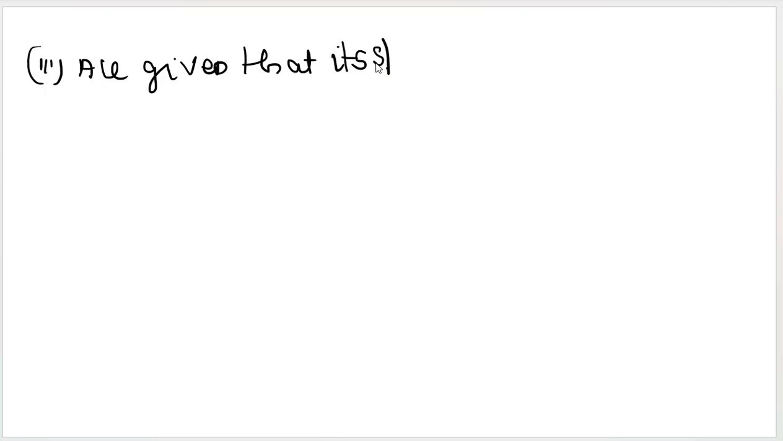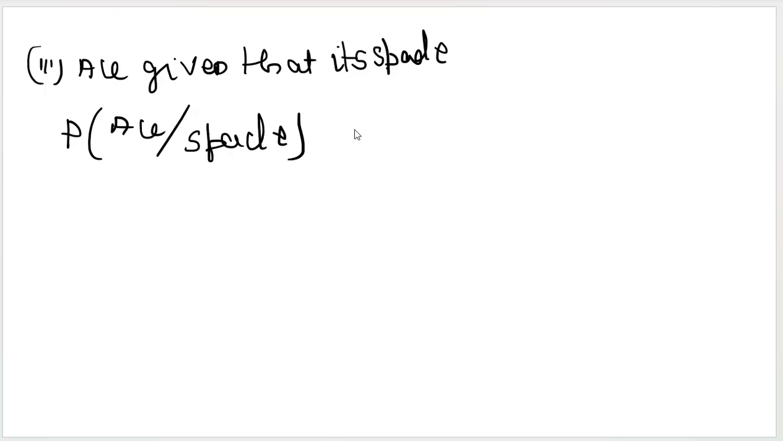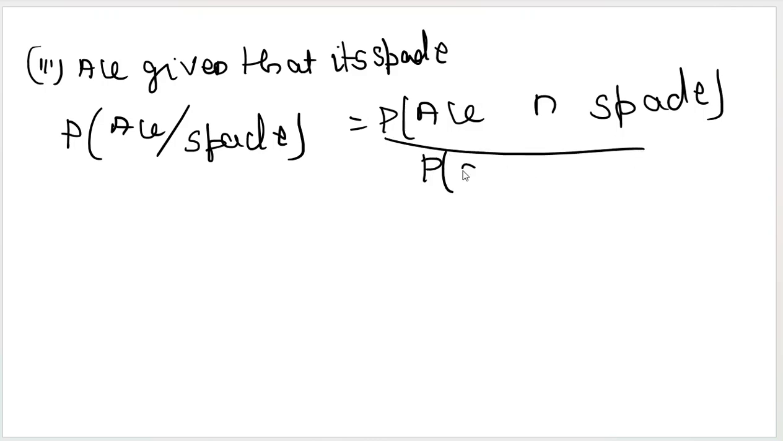It's spade. So now we are interested in the probability of ace given that it is spade. This is nothing but the probability of ace intersection spade upon the probability of spade. You can also write this intersection as n. Now, the probability of ace and spade is 1 upon 52 for a simple reason.